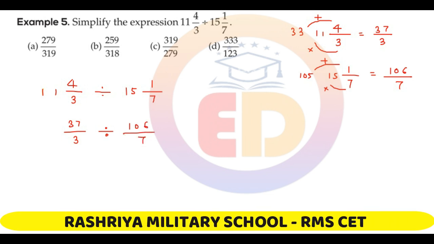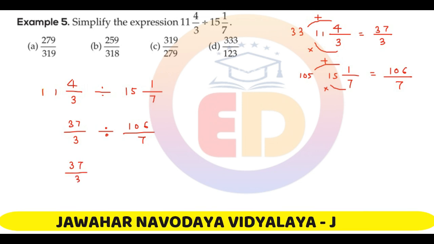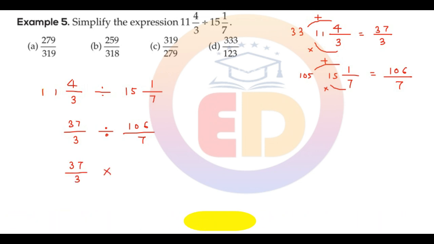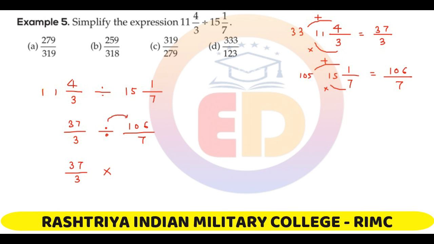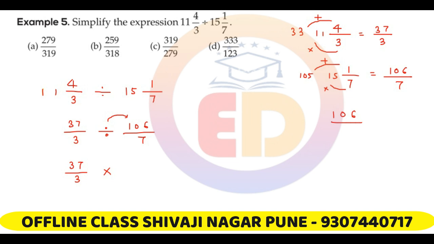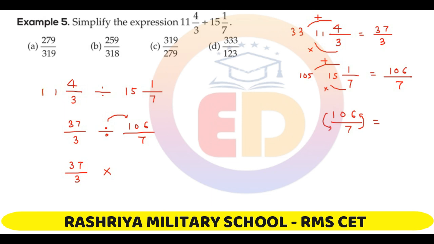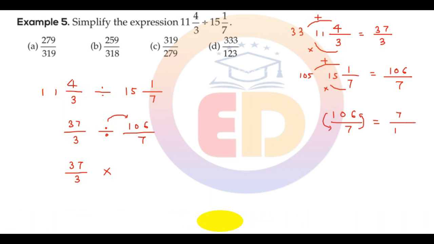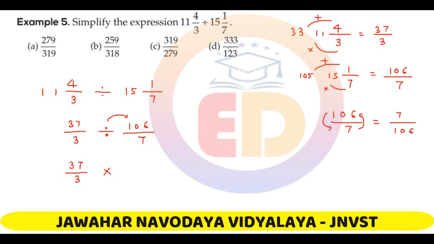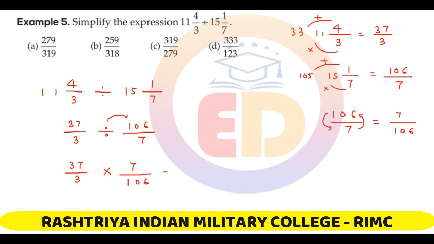Now when we are dividing two fractions, remember, convert the division sign to a multiplication sign. This will become multiply, and the fraction which comes after the division sign will become the reciprocal. The reciprocal of 106 upon 7: the numerator will become the denominator, and the denominator will become the numerator. It will be 7 upon 106. Now it is the multiplication.